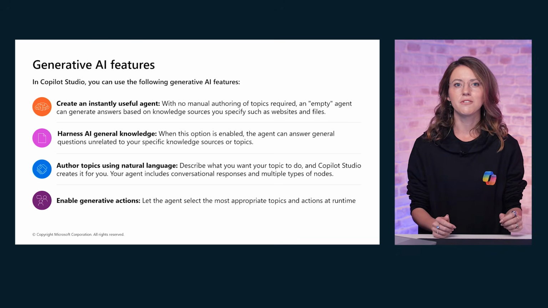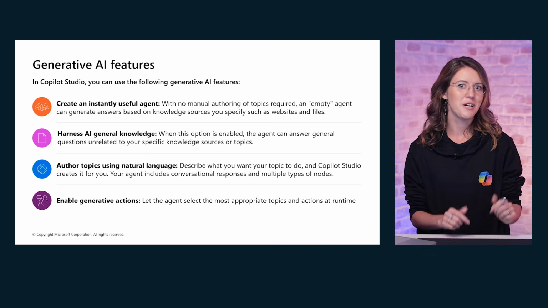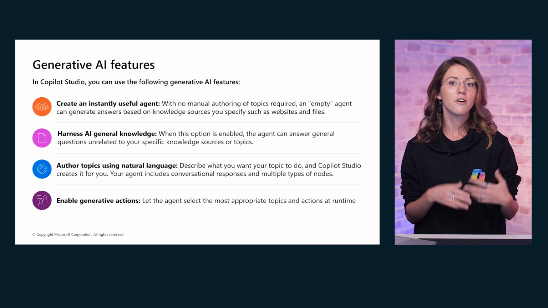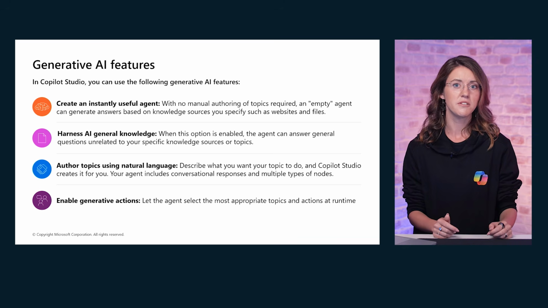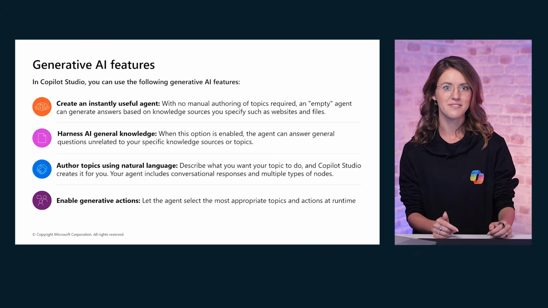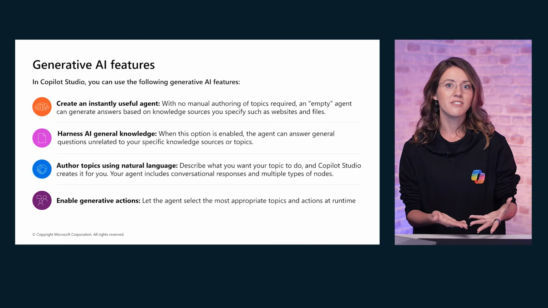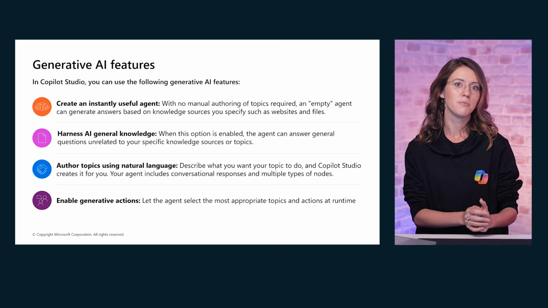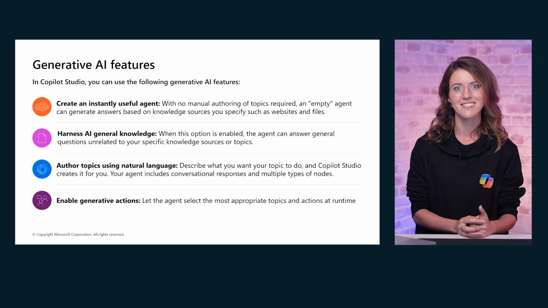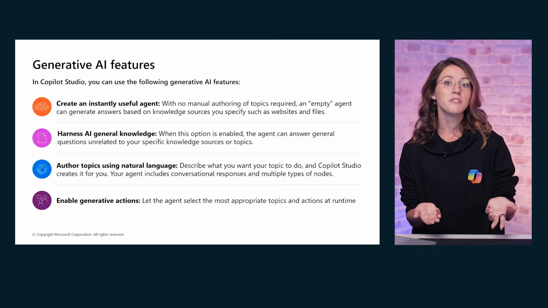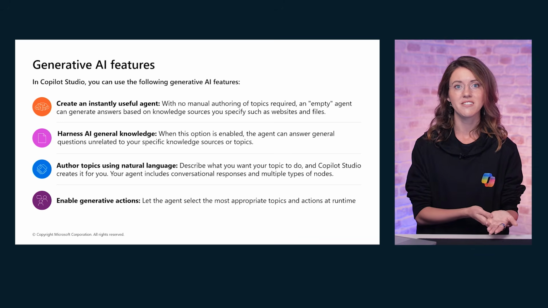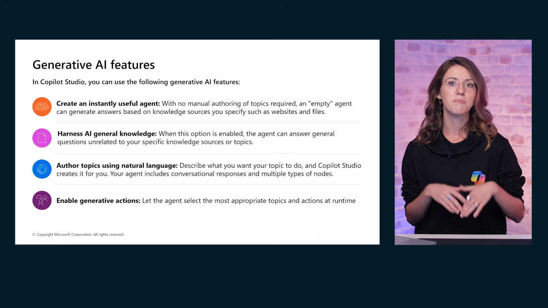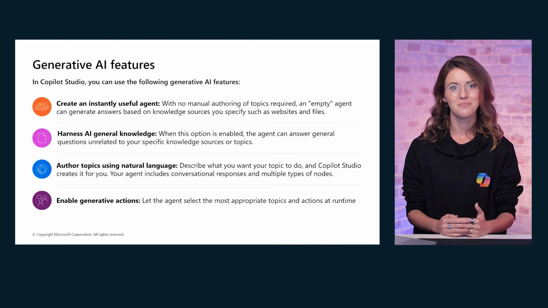Want to create topics using natural language? Just describe what you want, and Copilot Studio builds it for you, complete with conversational responses and logic notes. And with generative actions, your agent can dynamically select the most appropriate topics and actions at runtime. This approach transforms how agents are built, reducing manual work and speeding up development.